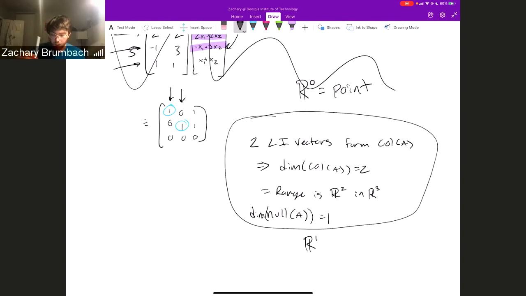Cool. That's the whole idea behind the dimension of the column space. It means our columns form R to whatever that dimension is. So in this case it's R2, so it forms a plane. And the dimension of our null space gives us the dimension of that span. So in this case it's R1. Sorry, these terms are so confusing. Hopefully they're making more sense to you by now. And yes, in this case R3 is our codomain, R2 is our range.